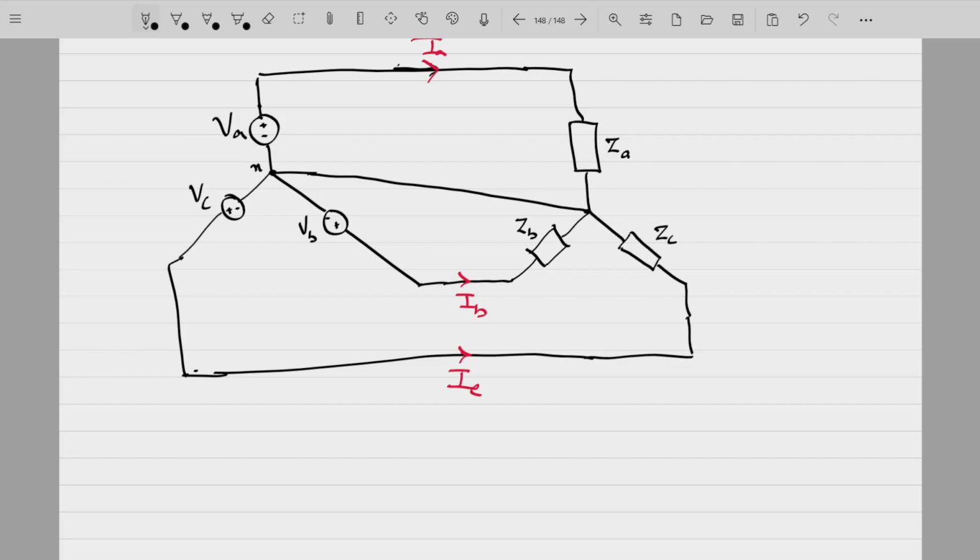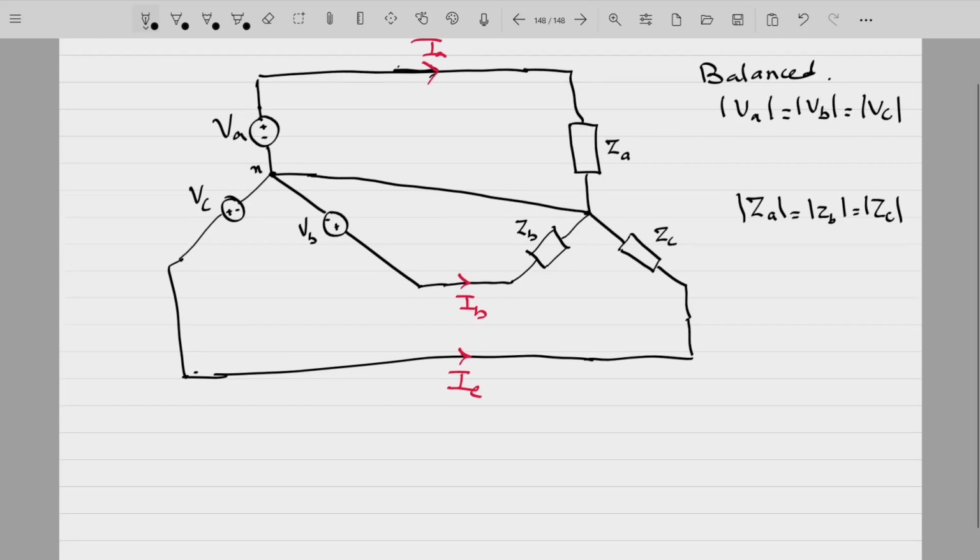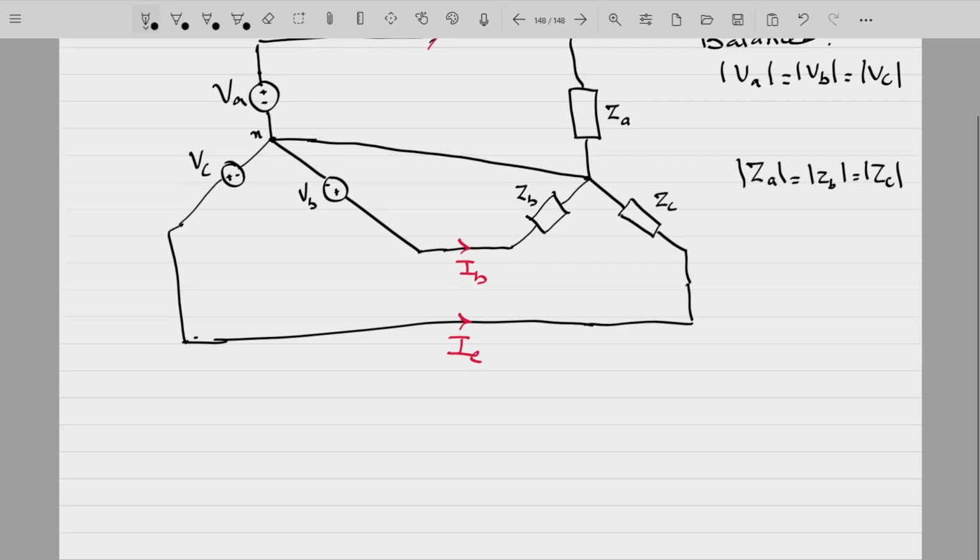What we'll be assuming is that ZA, ZB, and ZC are equal in magnitude. We're considering a balanced connection. In a balanced connection, the magnitudes of the voltages are the same. VA is equal to VB is equal to VC.